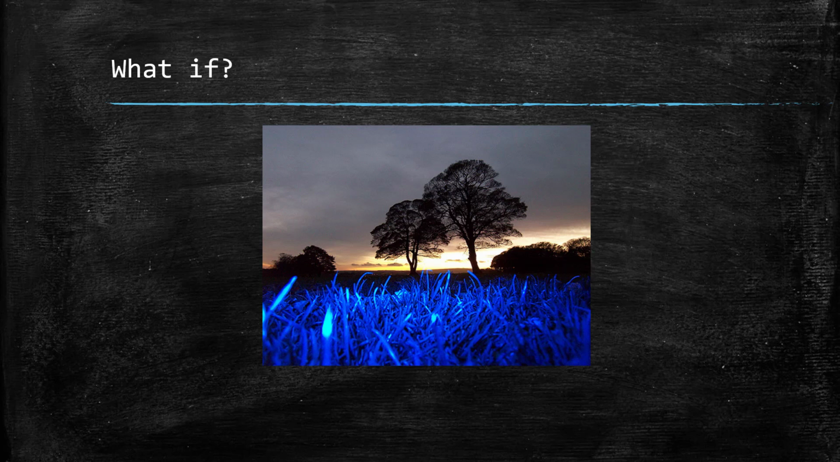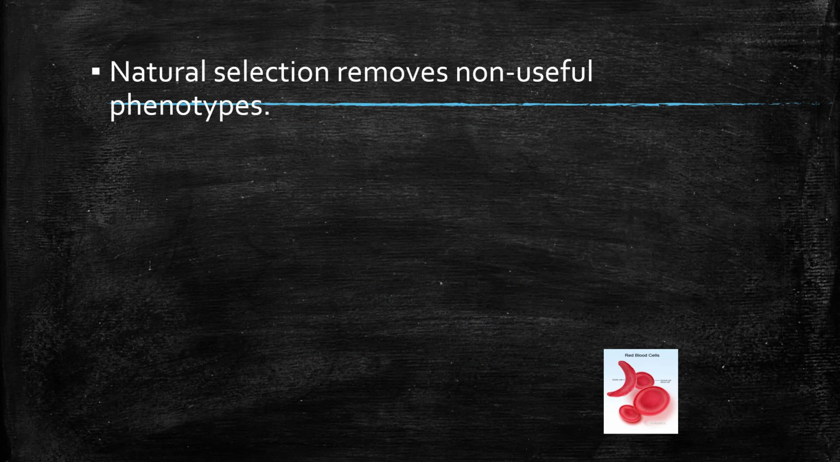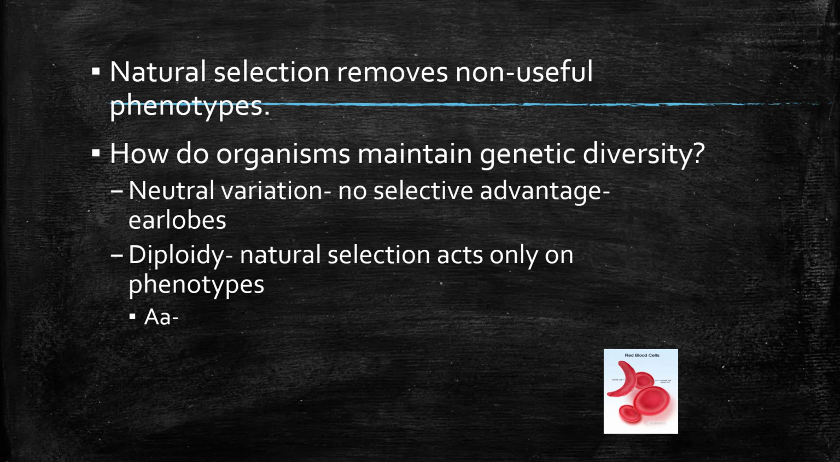Okay, so natural selection is really an editor of alleles. Natural selection does not create new alleles. It only gets rid of alleles that don't work. Mutation is a random process that gives rise to new alleles. Natural selection removes non-useful phenotypes. So how do we maintain genetic diversity? Well, we'll talk about that in the next video.